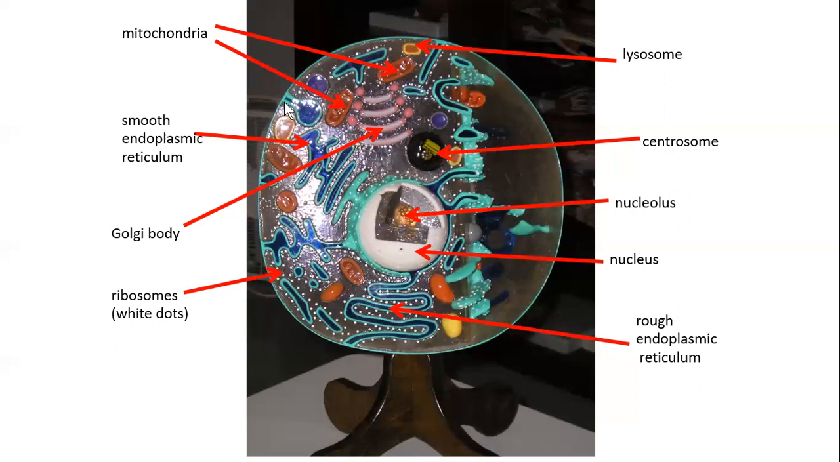We also have secretory vesicle in this model. This is not labeled. You might want to make a note of it. Right here is the best version of secretory vesicle. When proteins need to be moved or other material need to be moved to the outside of the cell, secretory vesicles merge with the plasma membrane and they shove the content to the outside.